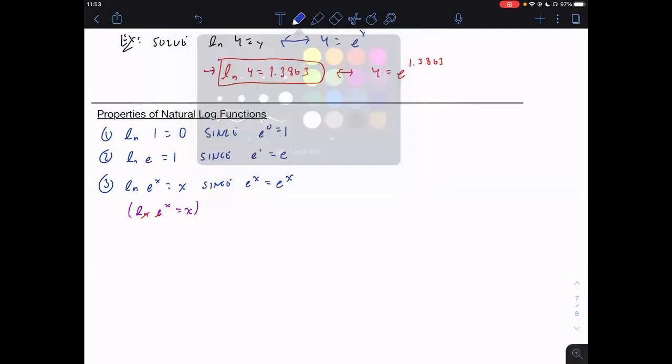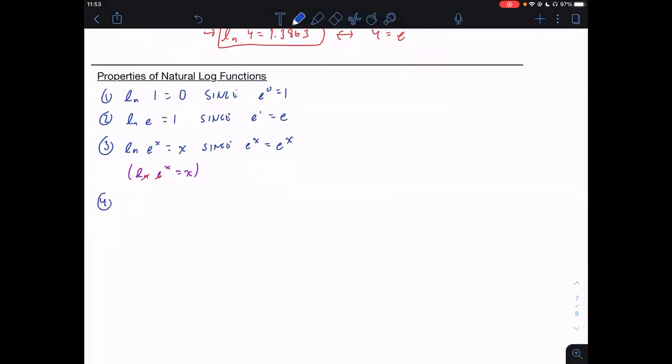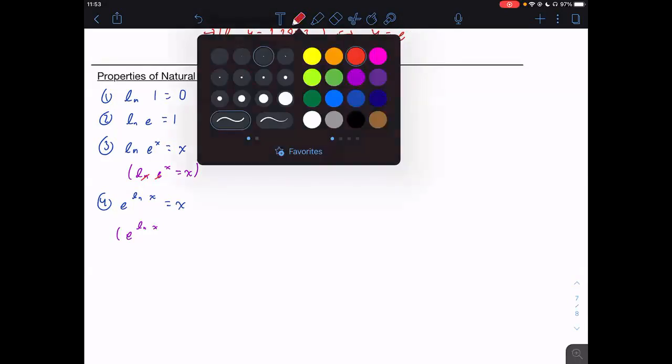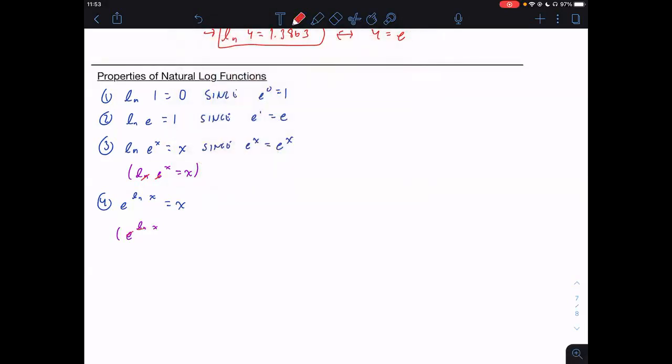And similarly, for this fourth property here, e raised to the natural log of x is also just going to equal x. Again, when our base and our exponent are the same, they pretty much cancel each other out. So here we have e to the natural log of x. The e and the ln essentially cancel each other out, leaving us with just x.